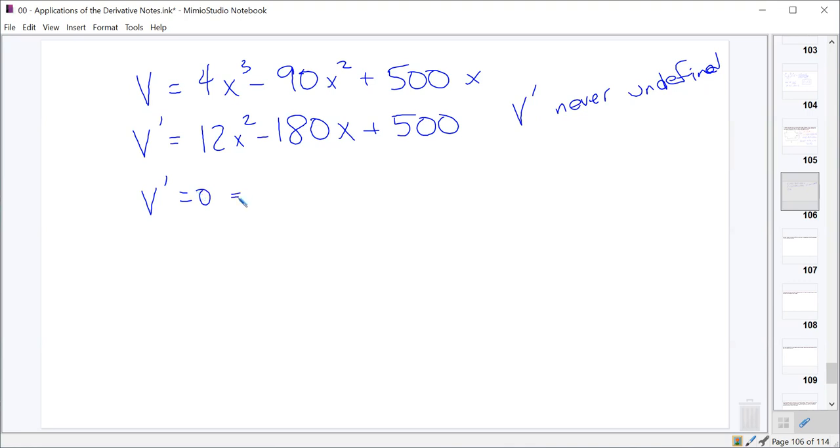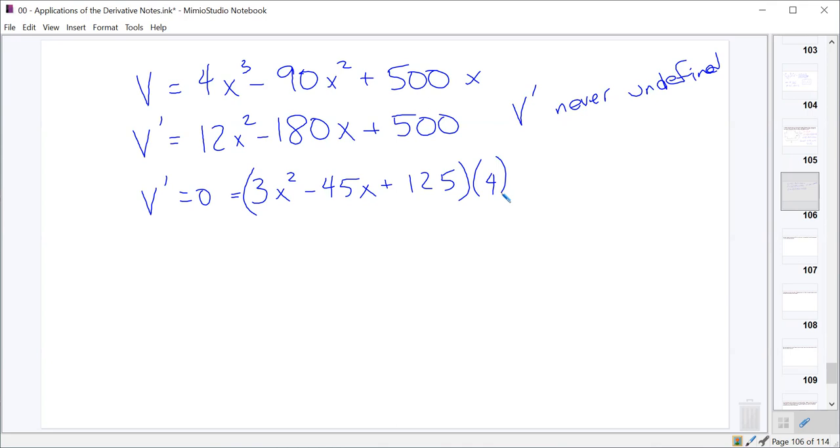So if we divide them all by 4, that gives us 3x squared. And then 180 divided by 4 is 45, so minus 45x. And if you divide 500 by 4, that would be 125. And we'll make sure we keep that 4 in there for now, just so we have an actual expression for v prime, even though that 4 is not really going to make a difference here.